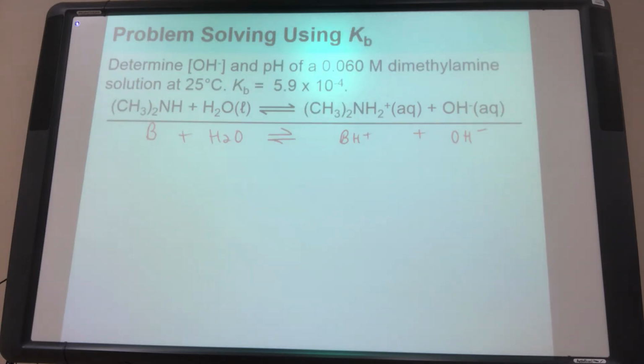All right, so what are we looking for in this problem? I'm looking for, I'll write it down here. Determine the OH-, and pH. And what do they give me? They gave me 0.060 molar of the dimethylamine. We could just say dimethylamine, DMA. It's actually the shorthand for it anyway. And 25 degrees Celsius, Kb, 5.9 times 10 to the negative 4.